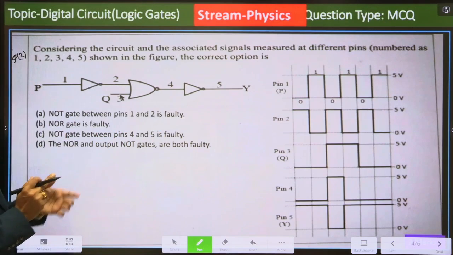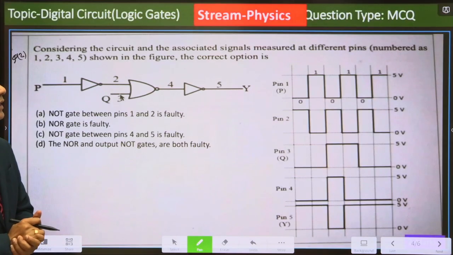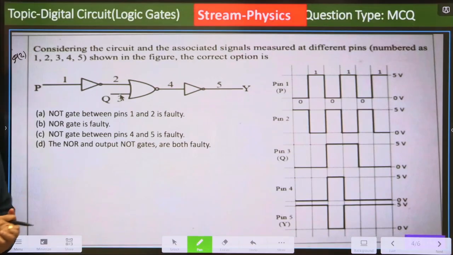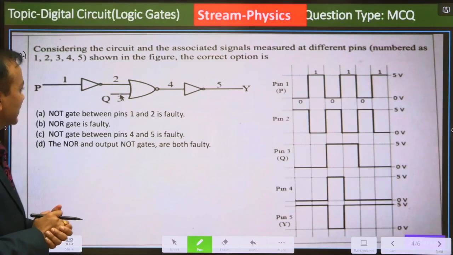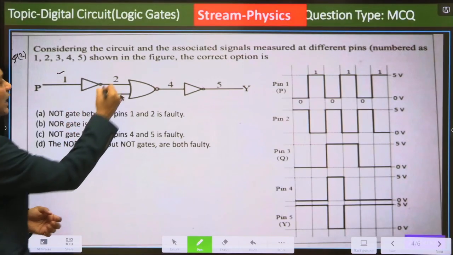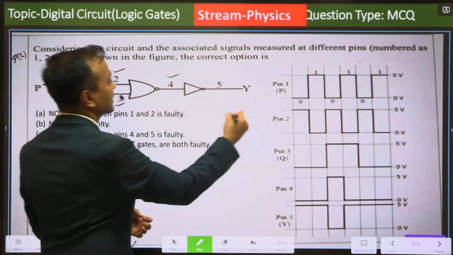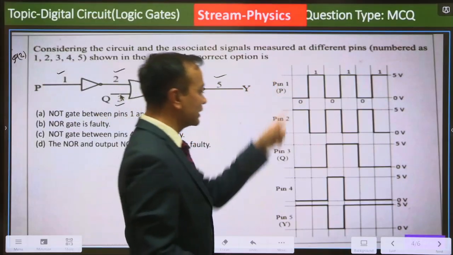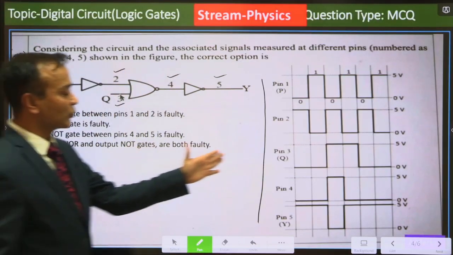So the question here is, considering the circuit and the associated signals measured at different pins numbered as 1, 2, 3, 4, 5, shown in the figure, the correct option is. So here if you see in the figure, pin number 1 is showing here, pin number 2 is showing here, pin number 3 is here, pin number 4 is here, pin number 5 is here, and this is associated. Their waveform is given in the question part itself.